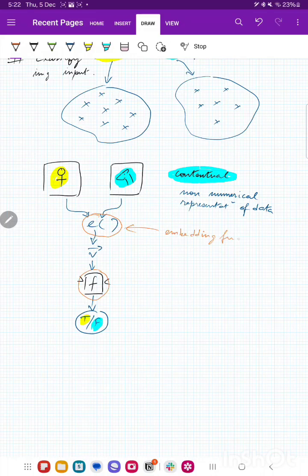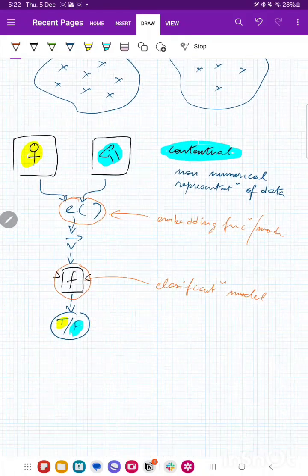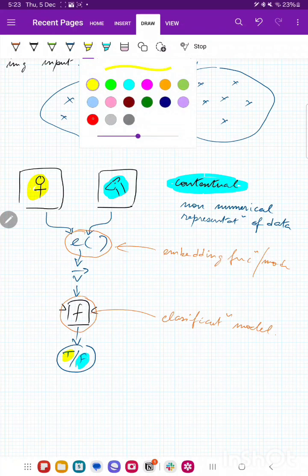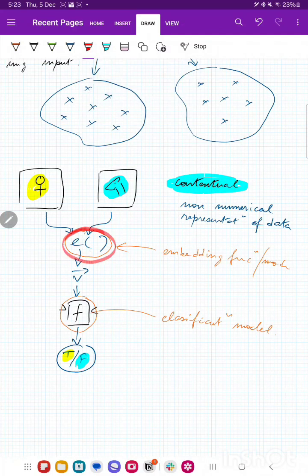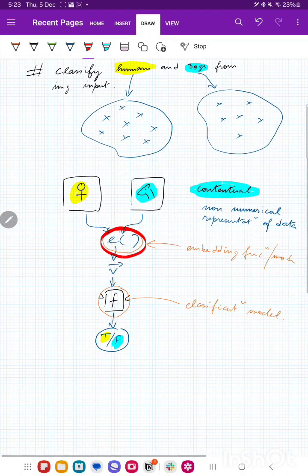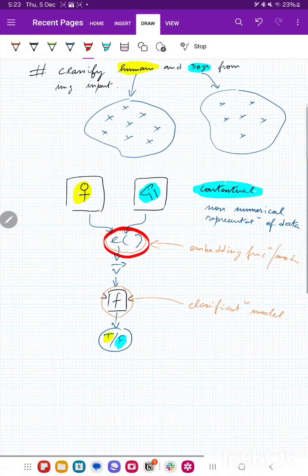Embedding function, or the embedding model, and this F here is the classification model, right? So right now we will concern ourselves primarily with the embedding model here, as this is what we are interested in at the moment. So how do we extract numerical data from contextual input?